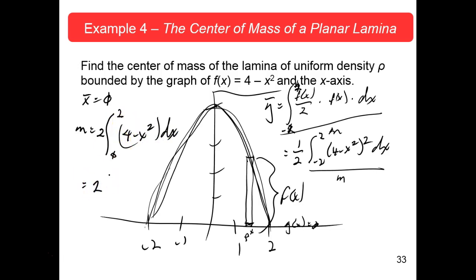2 times the antiderivative of 4 minus x squared: 4x minus x cubed over 3, evaluated from 0 to 2. So this will be 2 times... help me somebody. 8 minus 8/3.